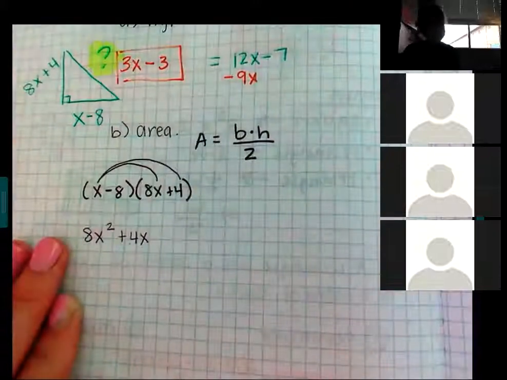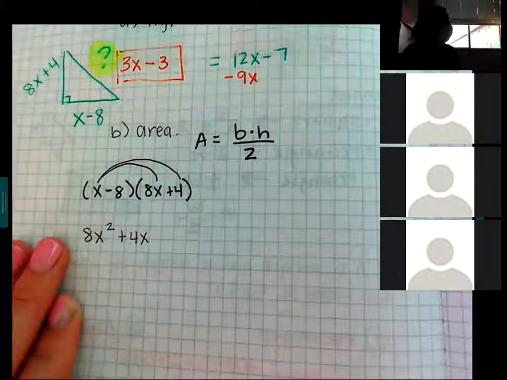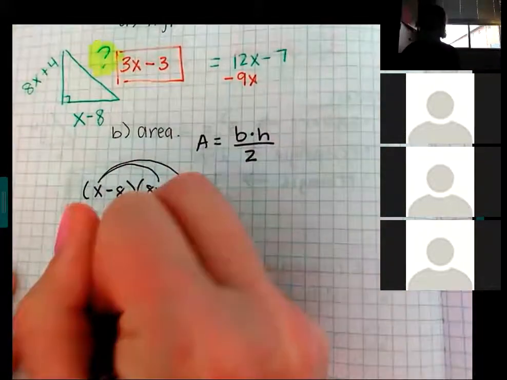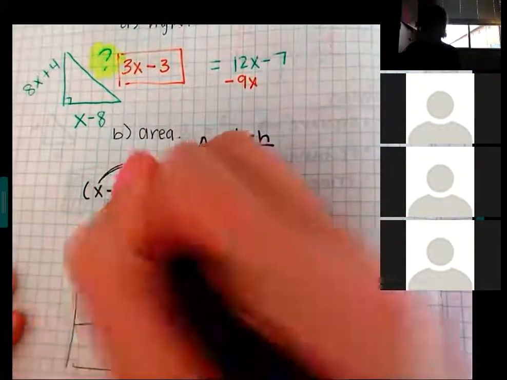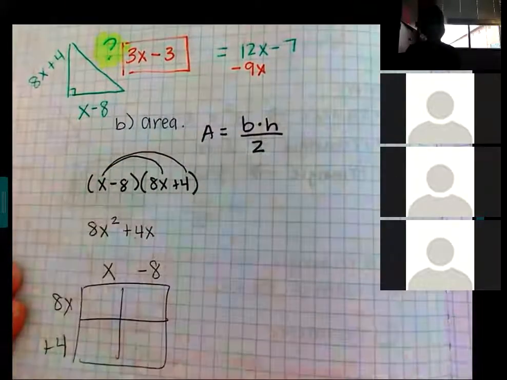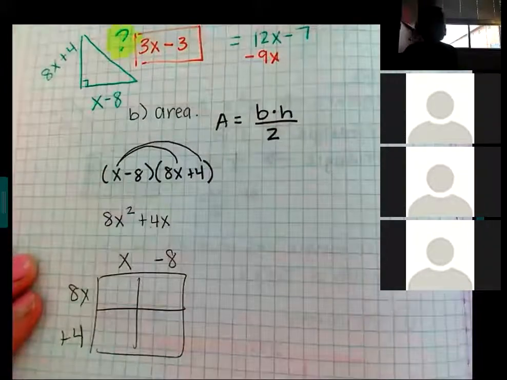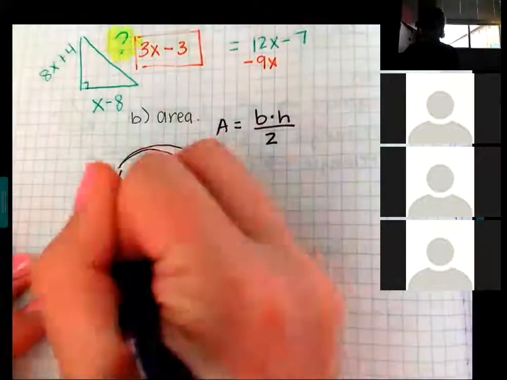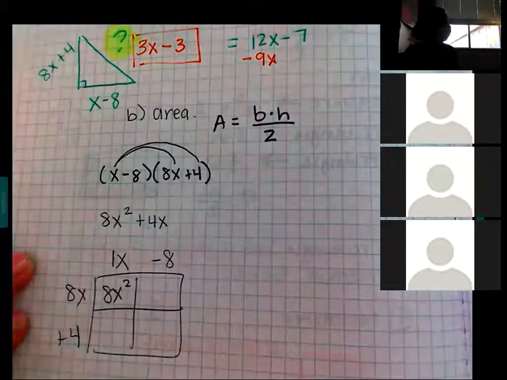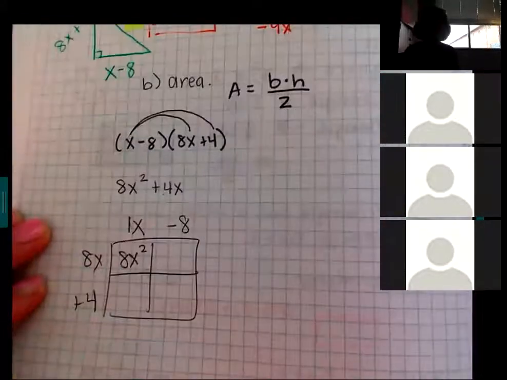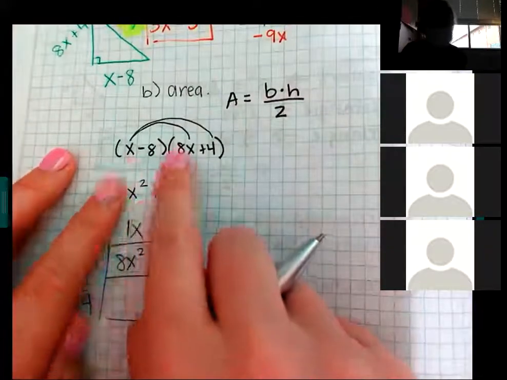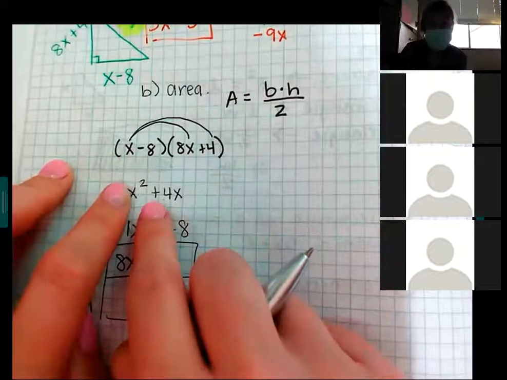All right, I'm going to foil. First, x times 8x. Do y'all agree that's 8x squared? If you like the box, please use the box instead, and you can just check yours with mine. If you put it in a box, x minus 8, and then 8x plus 4. So 8x times 1x, 8 times 1 is 8, and now you got 2 x's. Does that make sense? Okay. So first was 8x squared. X times 8x is 8x squared.